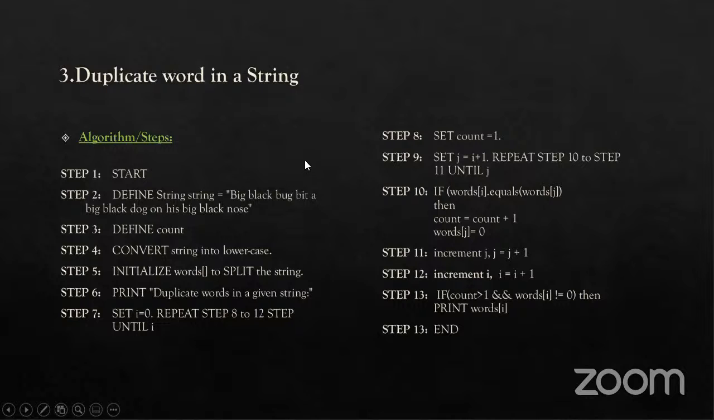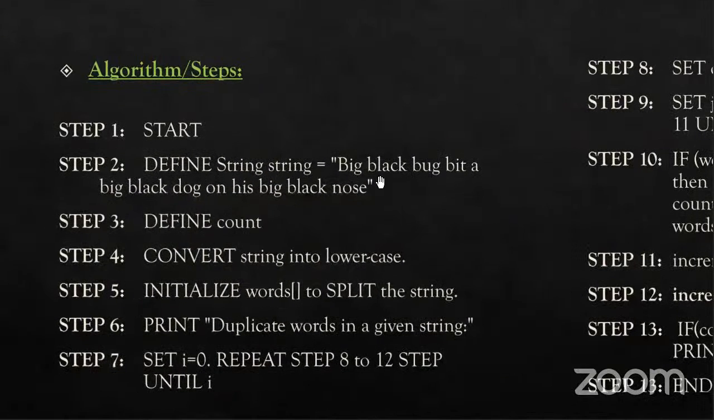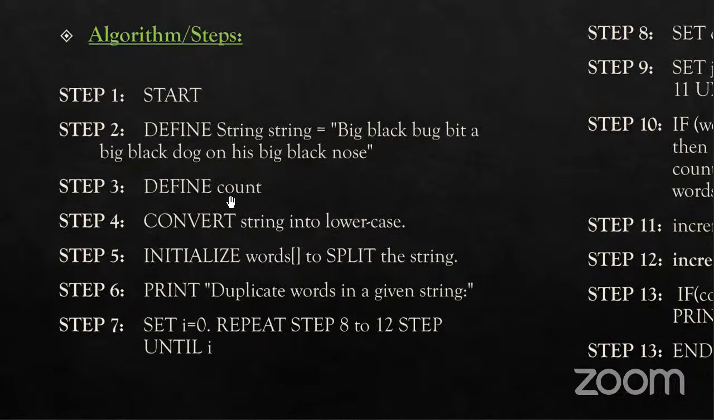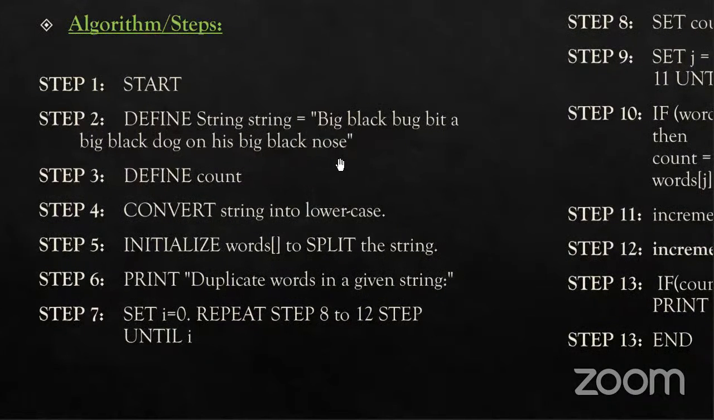Here also we are defining a string, a sentence: big black bug bit a big black. So one string we are defining. Here also we are defining a count, just to get the count. And here we are converting the string into lowercase. After converting to lowercase, we are comparing each word. We need to compare each word, right?